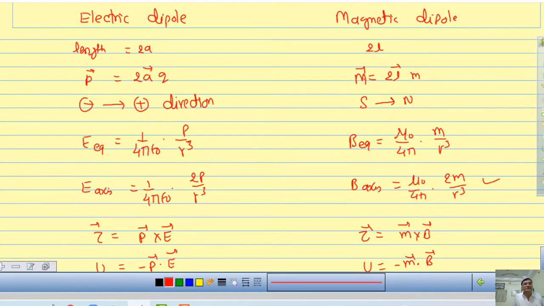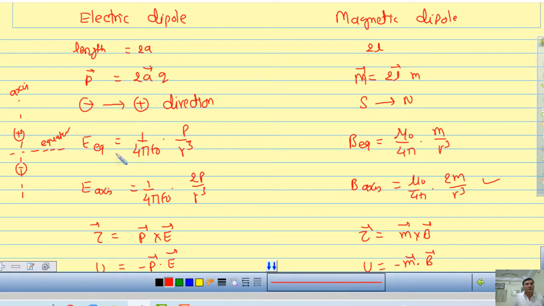So we have a comparison of electric dipole and magnetic dipole. For the electric dipole we take length 2a, for the magnetic dipole the length is 2l. P is equal to 2aq. The magnetic dipole moment is 2lm, where m is the pole strength. The direction is from negative to positive charge; here the direction is from south to north. Electric field on the equatorial line: here positive charge, here negative charge. So this is your equatorial line, and this is called the axis.